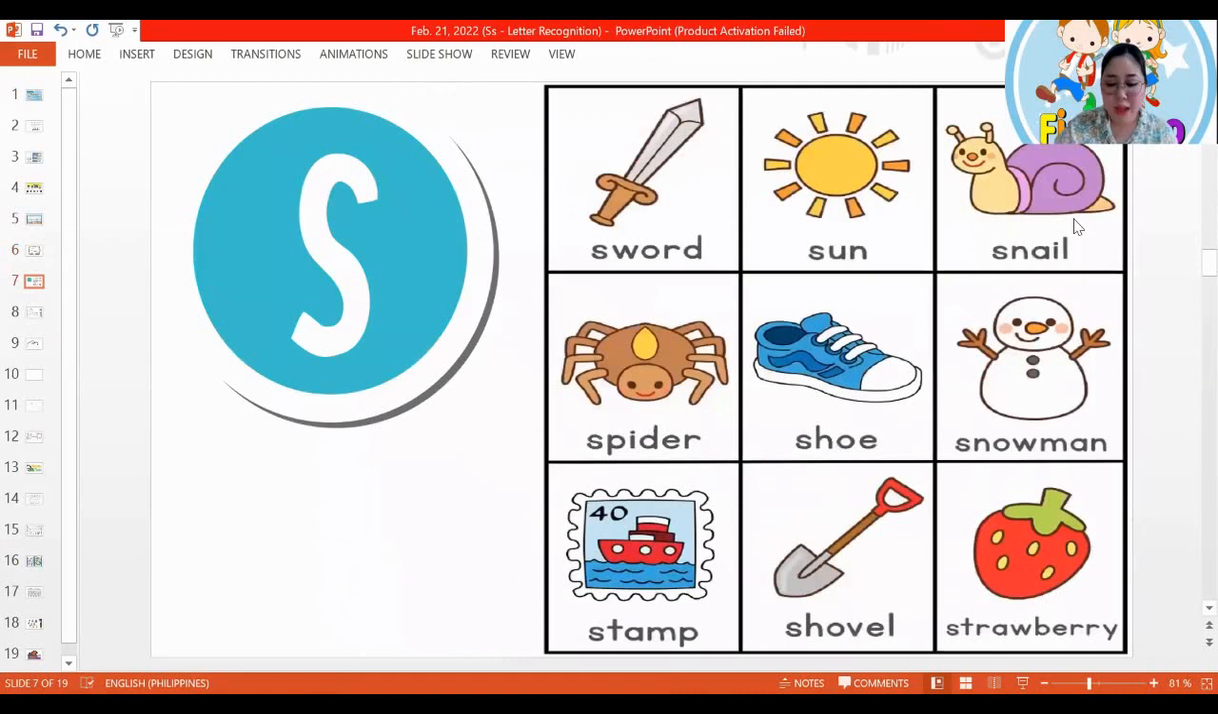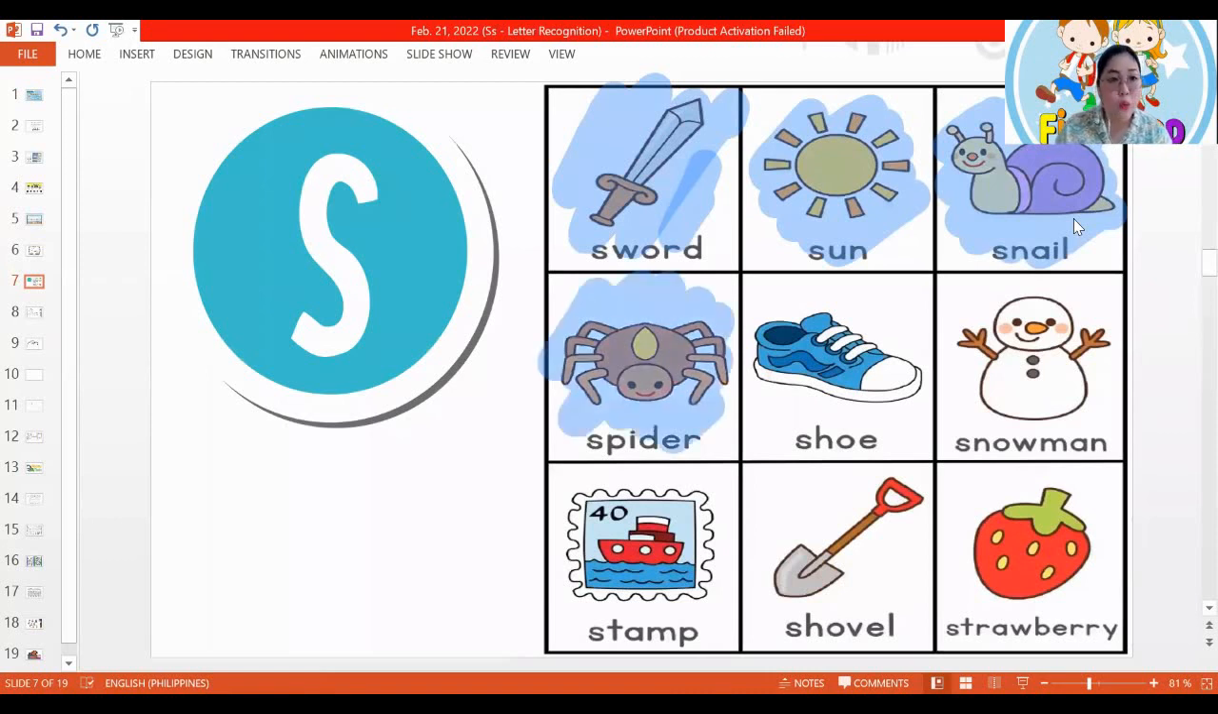Now let's see what other pictures begin with the letter S. So we have letter S is for sword, what the knights use in battle. We also have letter S for sun. Mr. Sun always greets us a good morning. We also have this one. This is a snail that moves very slowly. We also have a spider, the spider who makes a web. And we also have a shoe that we put on our feet whenever we have to leave the house. We also have a snowman. This is the friend of Elsa and Anna.